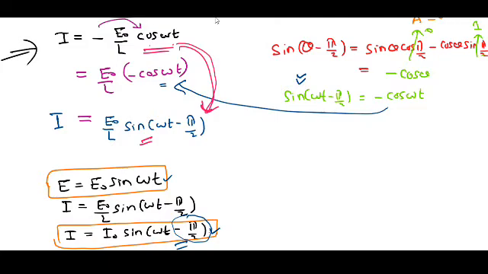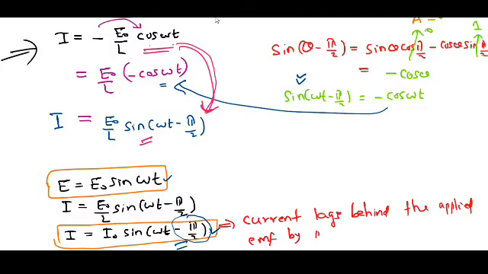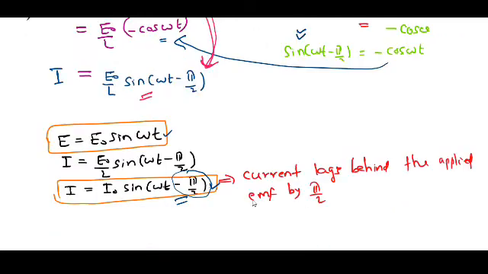I will write here the physical meaning of this minus pi by 2: the current lags behind the applied EMF by pi by 2. Or I can say the voltage leads the current by pi by 2.